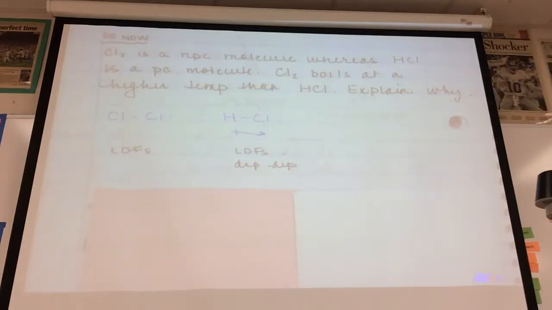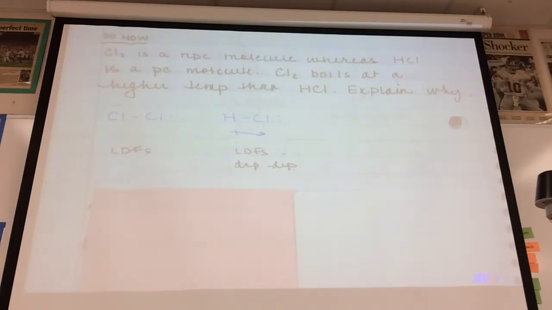In regard to our do now, again, this is somewhat against what we talked about the other day. It says chlorine is a nonpolar covalent molecule, whereas hydrogen chloride is a polar covalent molecule. Yet, surprisingly, chlorine has a higher boiling point than that of hydrogen chloride, and we want to be able to explain why. So your approach here is to draw both compounds.